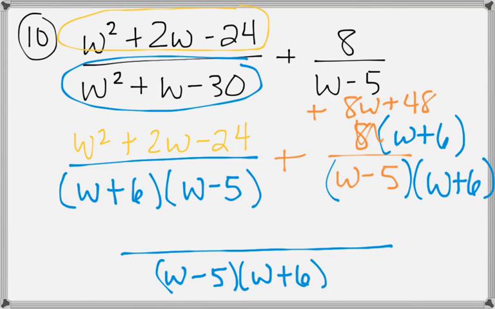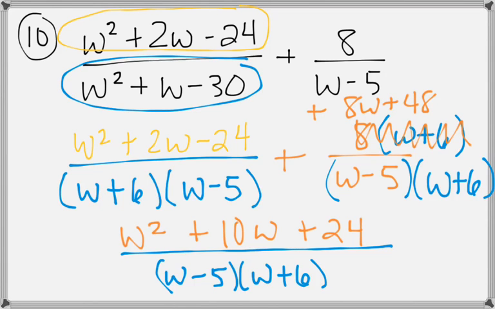So I've already simplified this. That's right above it. I see that w squared. Does it have any like terms? Nope. So w squared. What about the 2w with the 8w, so that gives me 10 of them, right? And then the negative 24 with the positive 48 giving me 24. All right, looking at my answer sheet, am I done? Dang it. That's not on there. I got to factor it.